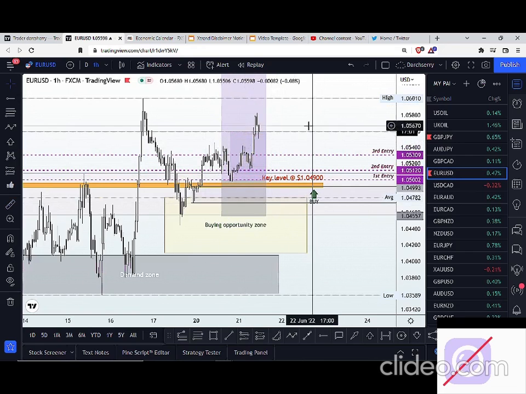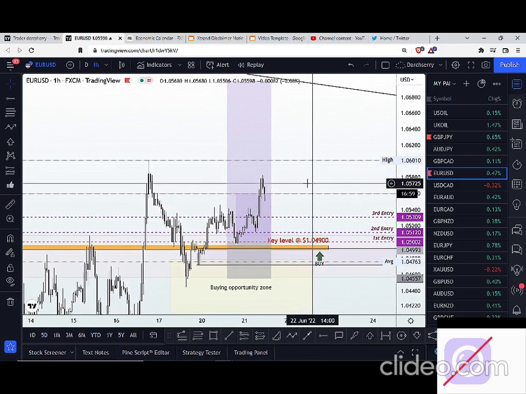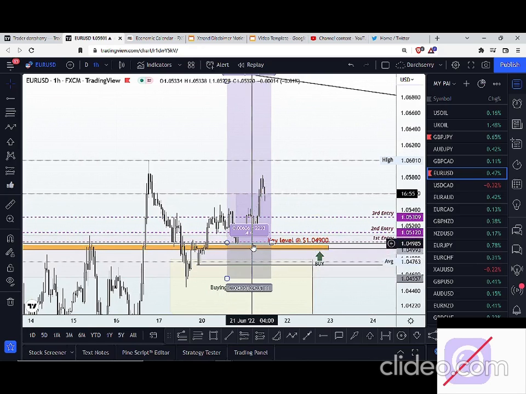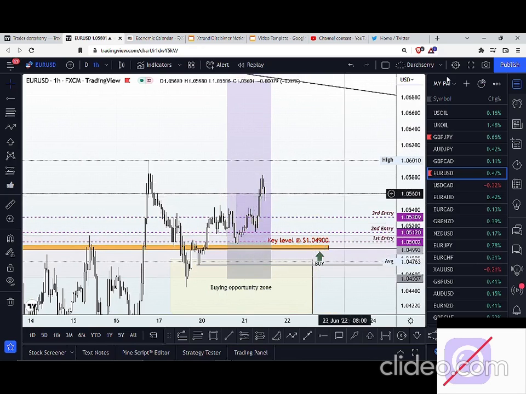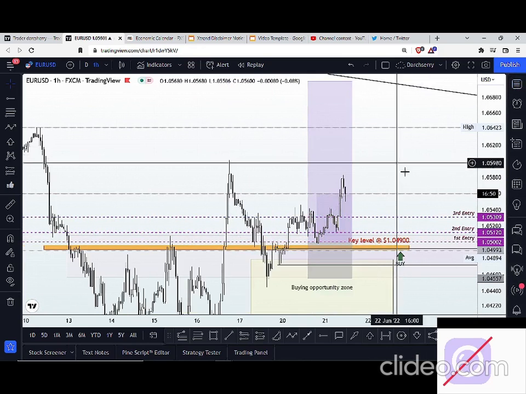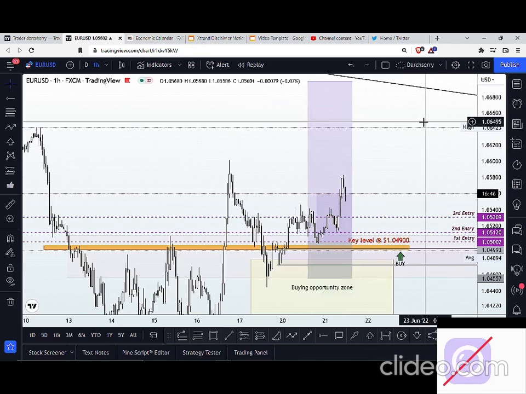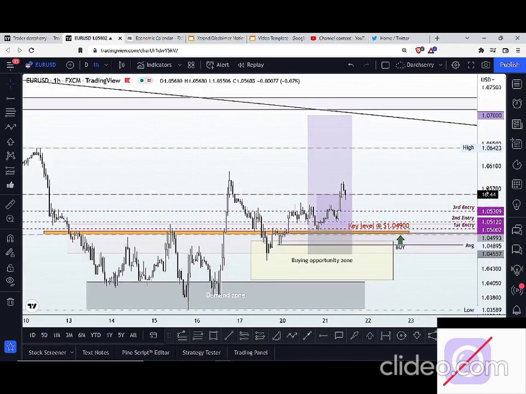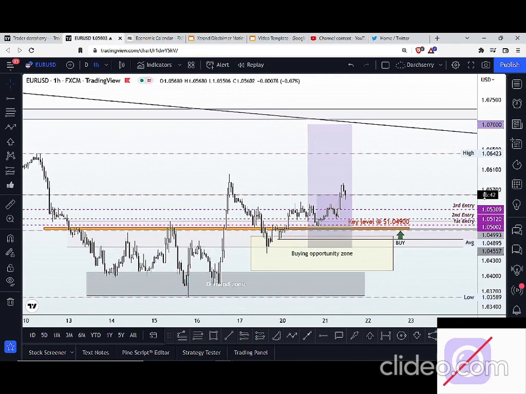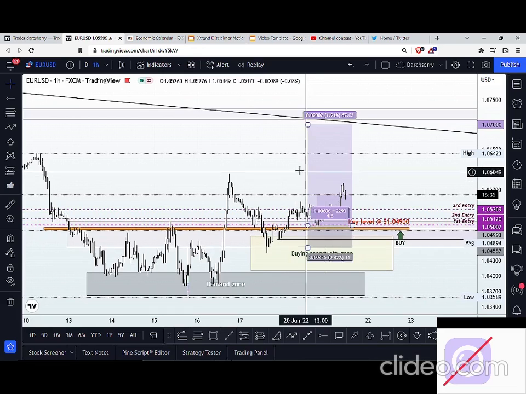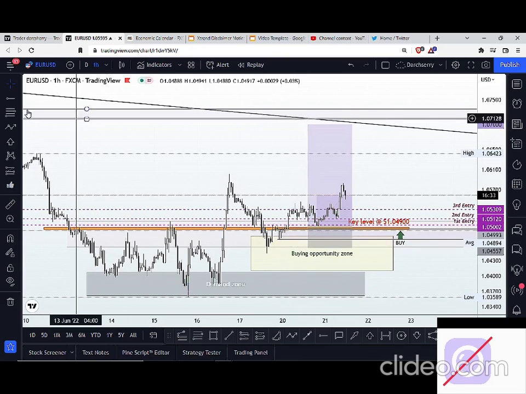I'm expecting price to continue to the upside, as the key level at 1.049 remains my yardstick as we head into the new week. So on the EUR/USD, if you are not in the trade at this point in time, let us see how we can identify a potential area to join the rally to the upside.